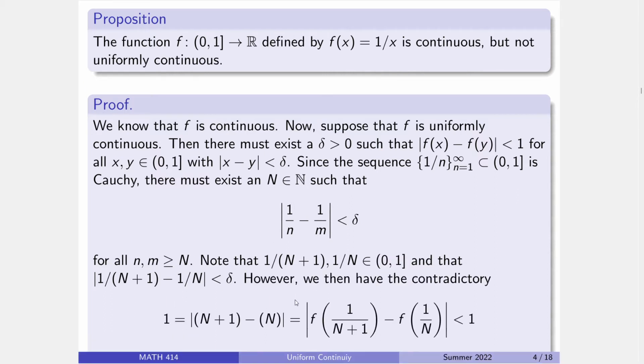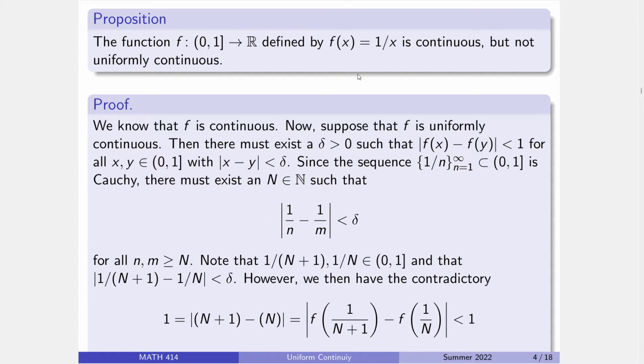However, what then happens? Well, since these inputs are within delta of each other, we know that the outputs must be within 1. But what is my function? My function is 1 over x. So if you take 1 over this, we get n plus 1. If you take 1 over that, we get n. And what do you know? Our favorite contradiction, 1 strictly less than 1. And there we go. 1 over x is not uniformly continuous. But it is continuous. Alright.